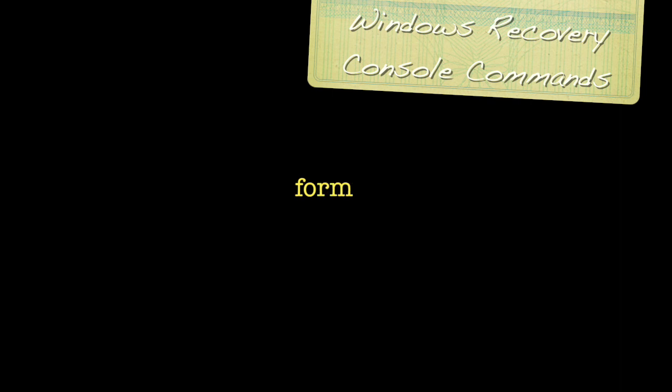Format formats the selected disk. List SVC lists all services on a system. Log on enables you to choose which Windows installation to log on to if you have more than one. Map displays the current drive letter mappings. MD, or mkdir, creates a directory. More, or type, displays contents of a text file. RD, or rmdir, removes a directory. REN, or rename, renames a single file. System root makes the current directory system the root of the drive you're logged onto. And type displays the contents of a text file.